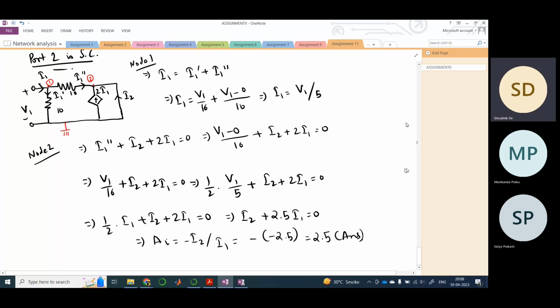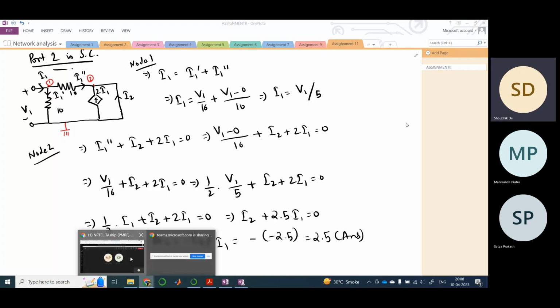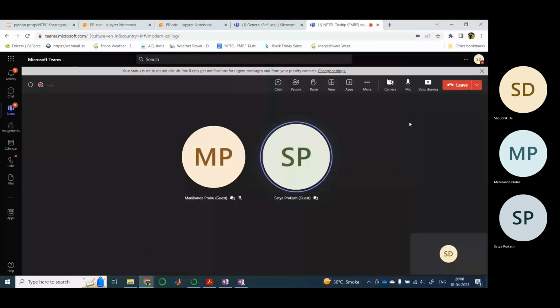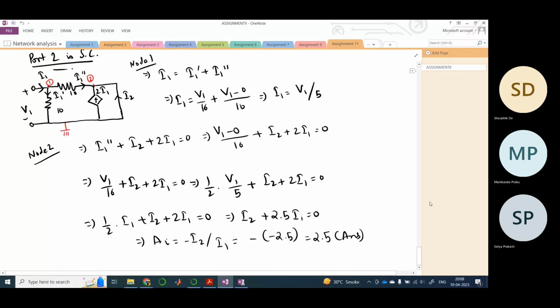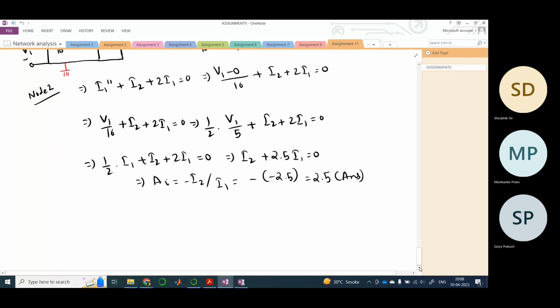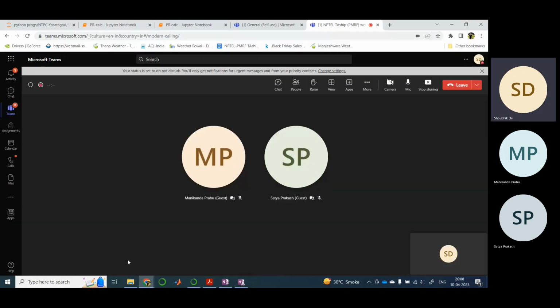Guys, did you understand this? Does anyone have any doubt? Yes, Manikananda, Satya Prakash? Okay, fine, good. No, sir. No. You understood this or not? You didn't understand?